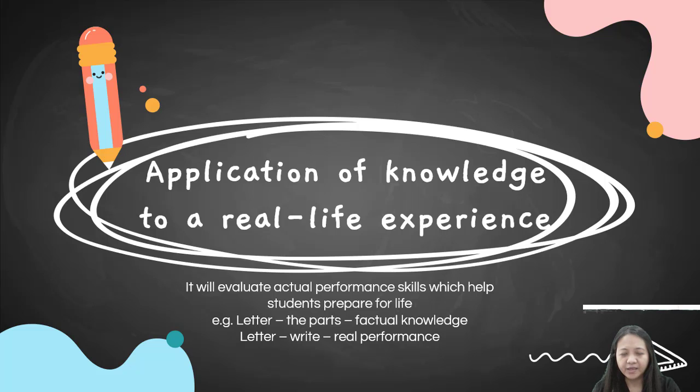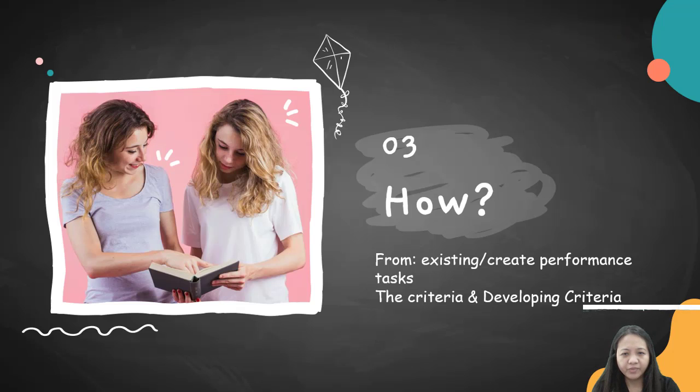For example, here, if you just want to have the factual knowledge, you can just tell the students to give the details of the parts, which one from the parts of the letter that is needed to know. That's a factual knowledge. In other words, we say theory. And then if you want to have the performance task, you can ask the students to write a letter. That's the real performance. And then how to do that one? You can use the existing performance task or you can create your own.